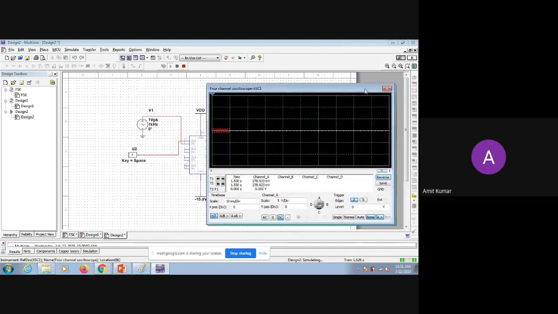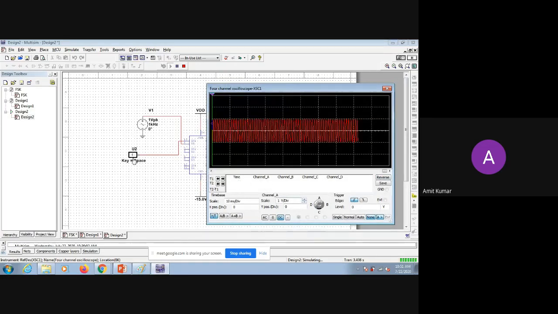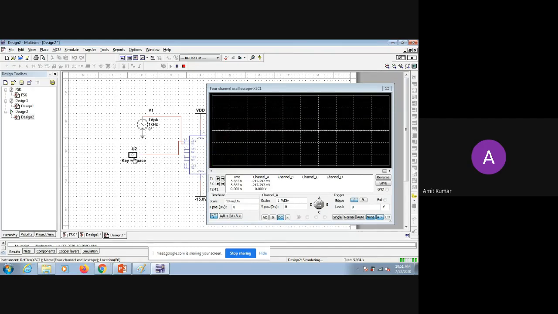Right now, whatever input is there, it is available. Now, if you place 0, the input will be available with lesser amplitude. If it is 1, you are having a higher amplitude. In this way, you are getting the output. So it is something like an ASK signal.